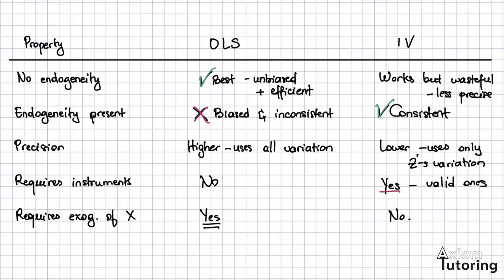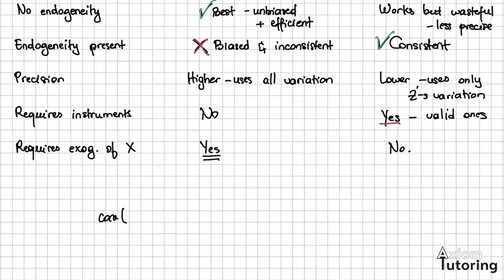So this might raise a natural question. Now that we know all of these trade-offs, how do we know whether endogeneity is present? The thing is, we can't directly observe it. We always say the covariance of x and u needs to be equal to 0, but we never observe this directly. But we can test whether OLS and IV give meaningfully different answers. That's the Hausman test, which we will cover in the next video.